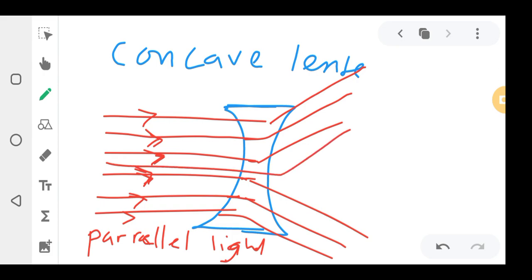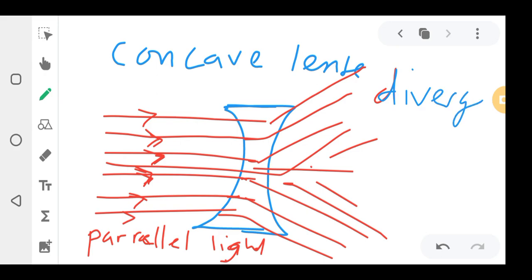It bends as if one is going in one direction and the other one is going the other side. So roughly, that's how it comes. It diverges. Some is going upwards, some downwards. This is what is called diverging. So when parallel light enters, it diverges. To diverge means to go opposite.